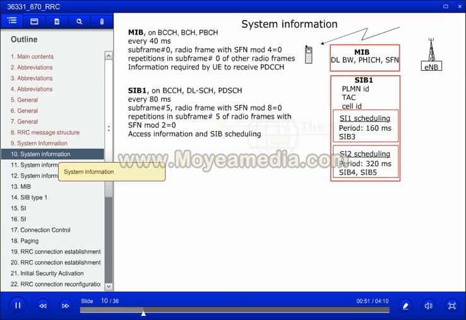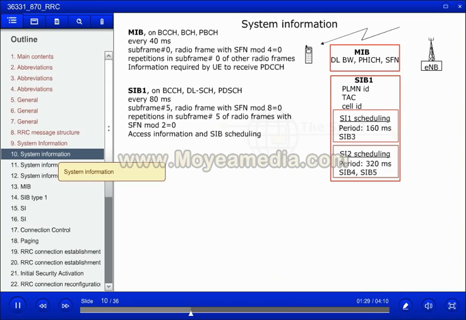SIB1 is delivered with a periodicity of 80 milliseconds and with 3 repetitions during this period. The first transmission is sent in subframe 5 of a radio frame for which the system frame number is a multiple of 8, and with repetitions in subframe 5 of radio frames for which the system frame number is a multiple of 2. It includes information of importance for access, as well as information about scheduling of other SIBs.